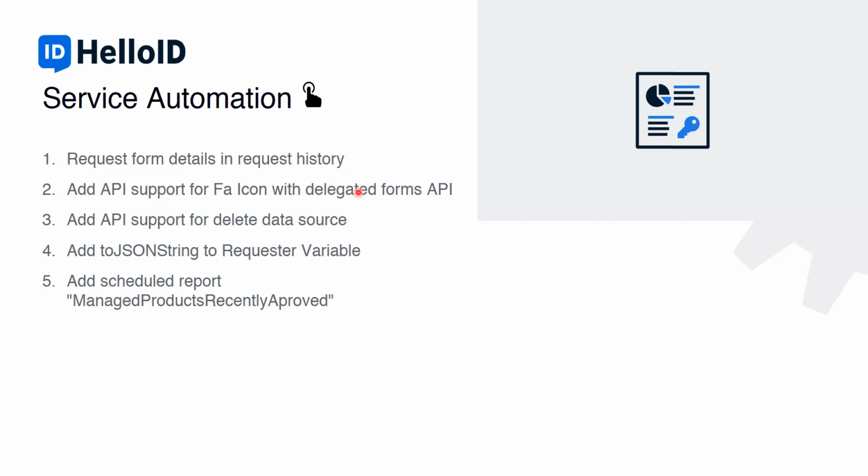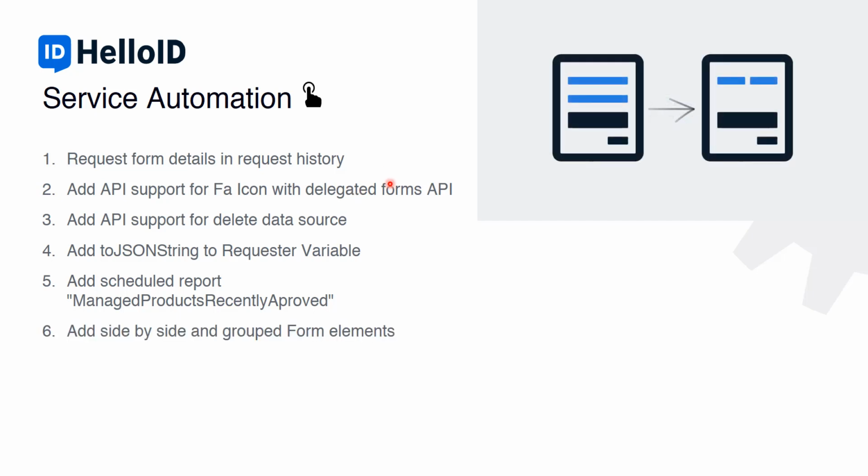We also have a new report. I think we are adding more and more scheduled reports to inform the managers or product owners on things that have been, in this case, improved in service automation. We also have the option now to have side-by-side form elements. You can actually see it quite nicely here. We just had them underneath each other, but now you also have the option to put them side by side.